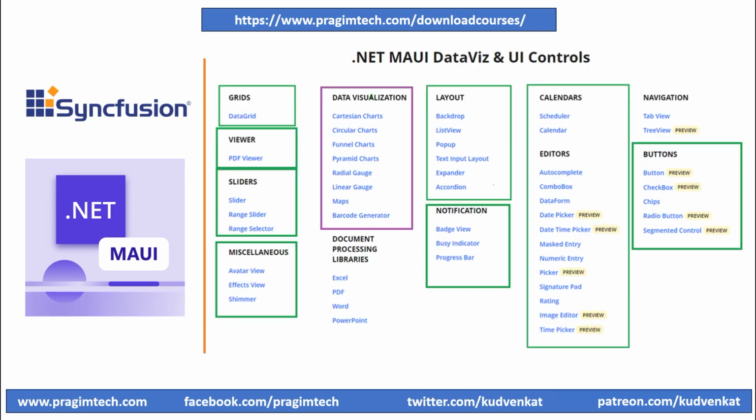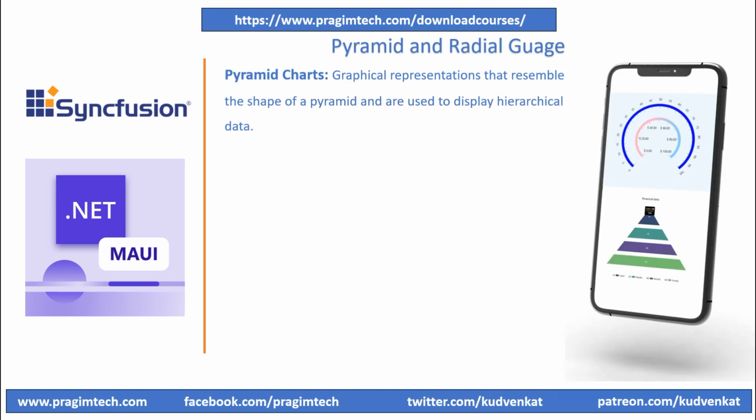In this session, we will focus on pyramid and radial gauge charts. Pyramid charts are graphical representations that resemble the shape of a pyramid and are used to display hierarchical data or illustrate a structure with a decreasing order of importance or size from the top to bottom. There are several types of pyramid charts and they can be applied in different contexts.